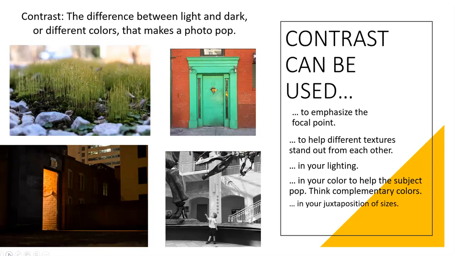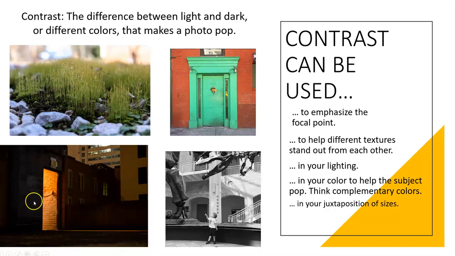All right, the next element that we're going to talk about is contrast. Contrast can be the difference between light and dark. It can be different colors, and we can use those things to make certain photographs pop. So when we're talking about the difference between light and dark, we really see this in a couple of these photographs. Here, for example, the grass is really light while the dirt is really dark. And then the rocks are kind of a lighter color while the dirt is really dark. And so that helps to create some contrast in this photo.